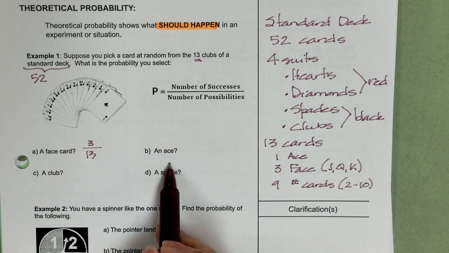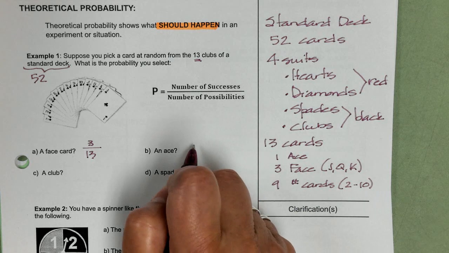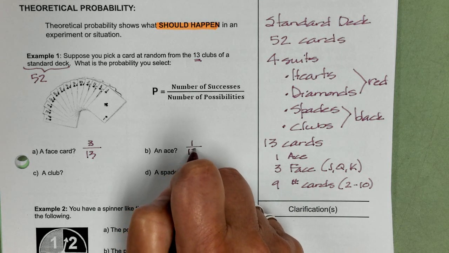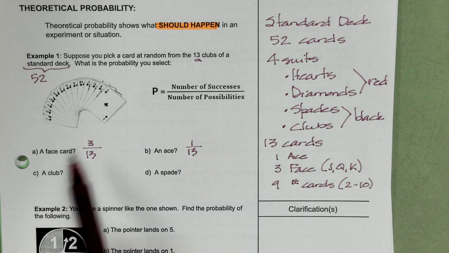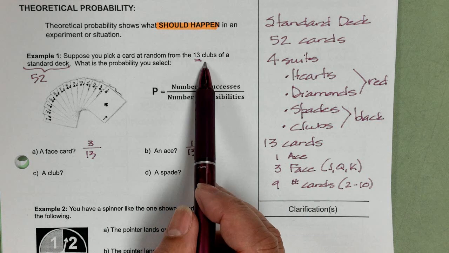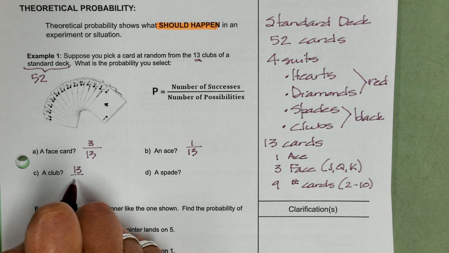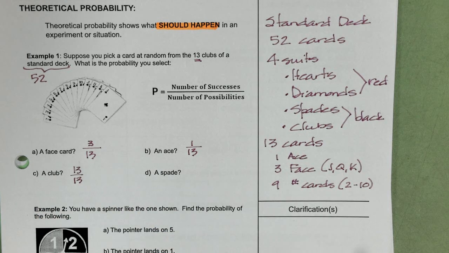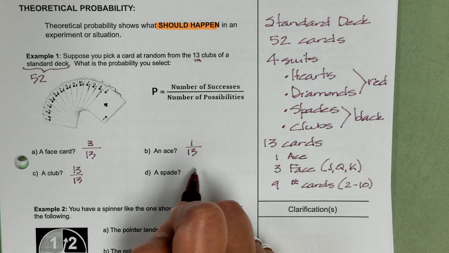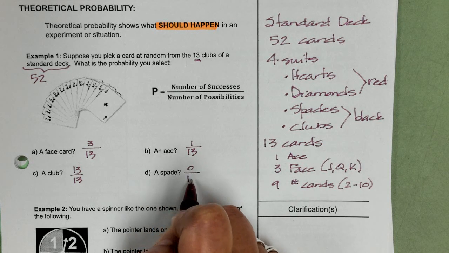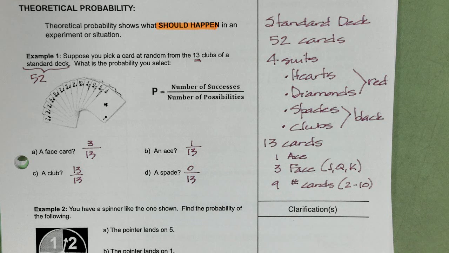To draw an ace, there is one ace, so it's 1 out of 13. To draw a club, notice we're picking from 13 clubs, so every card will be a club, so that's 13 out of 13. And to draw a spade, well, we don't have any spades in the cards we're drawing from, so 0 out of 13.